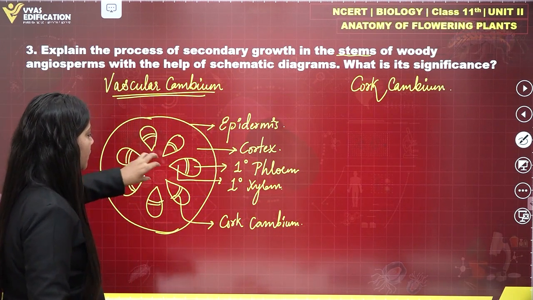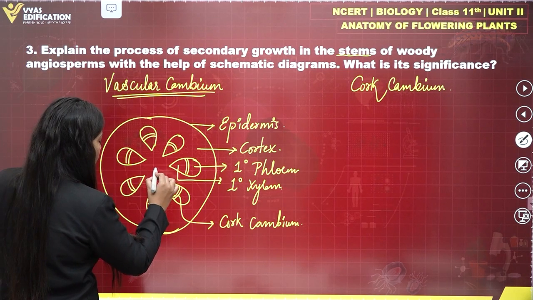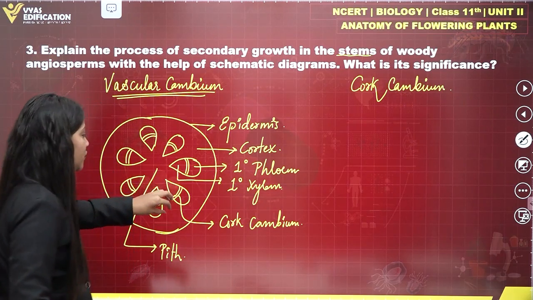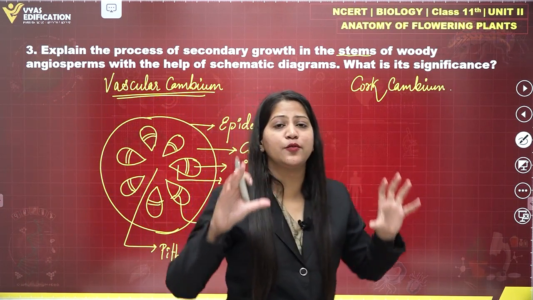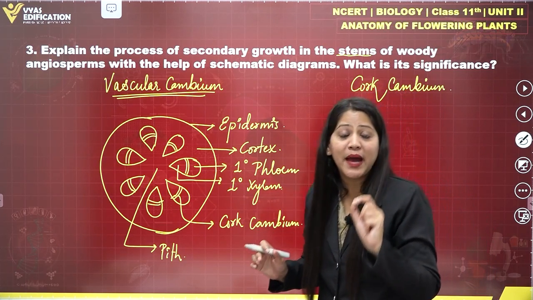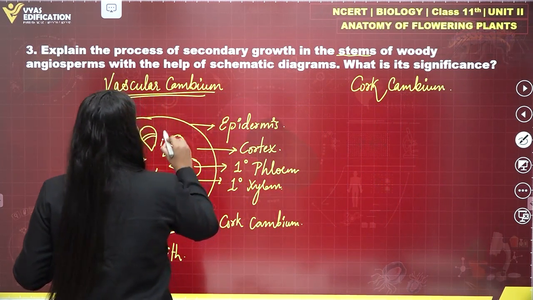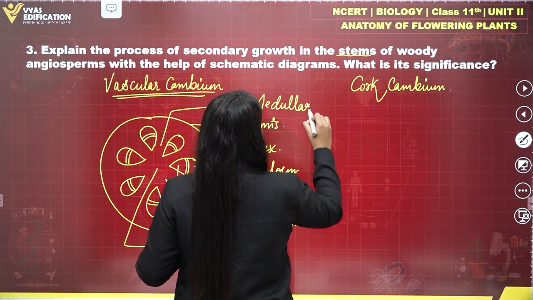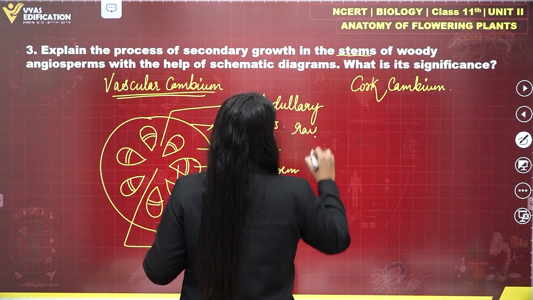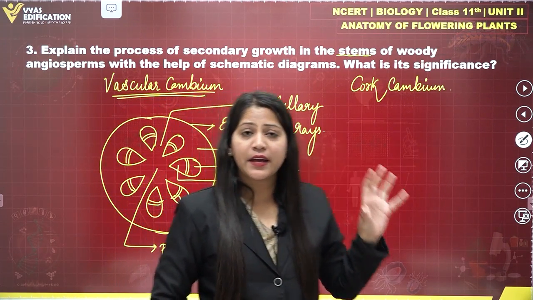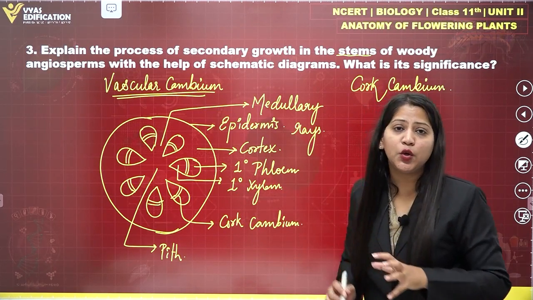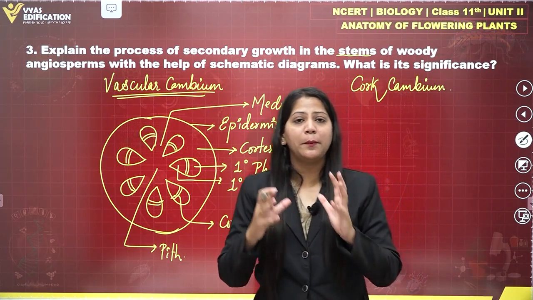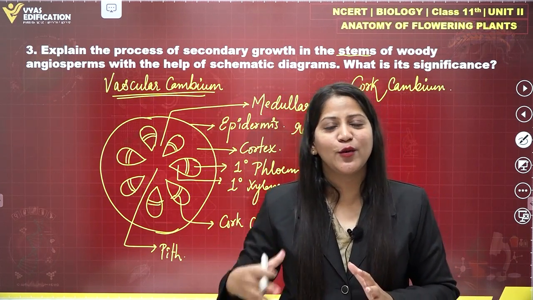The innermost region you can see is known as pith. And the cells between all these vascular bundles, you will call medullary rays. So these are medullary rays. Right? So this is the schematic diagram of a dicot stem which is showing you the secondary growth in the angiospermic dicot stem via vascular cambium.